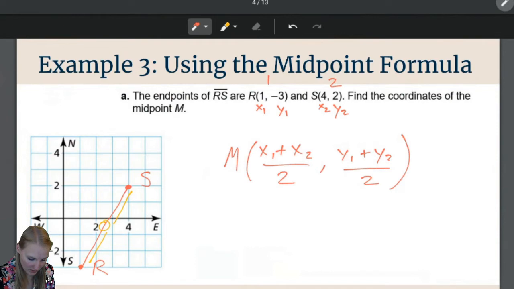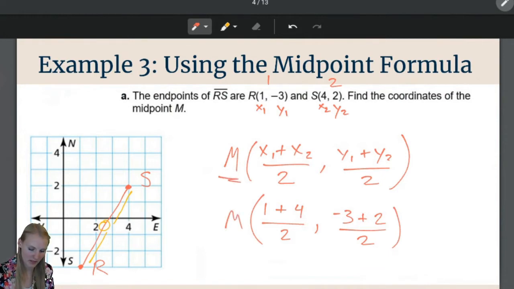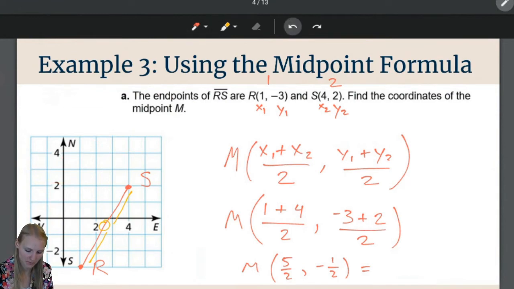Okay, so x1 is 1 plus x2 is 4, divided by 2. And then y1 is negative 3 plus y2 is 2, divided by 2. We say M for our midpoint, so these are the coordinates of M. That's why I'm writing M with parentheses. 1 plus 4 is 5 over 2, and negative 3 plus 2 is negative 1 over 2. You can keep it like this, but I prefer decimals when I'm graphing. So 5 divided by 2 is 2.5, and negative 1/2 is negative 0.5.